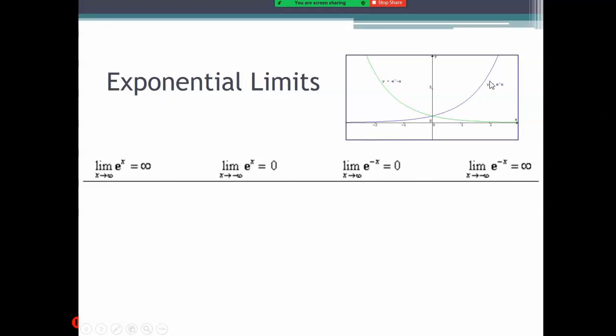And then we'll end with exponentials. These 4 limit values never change.